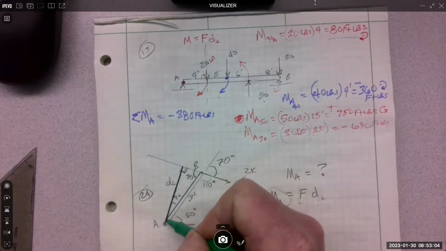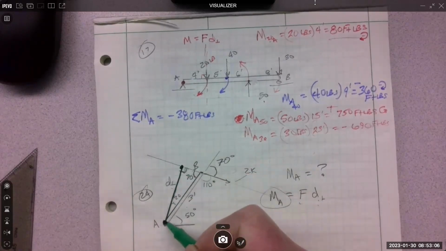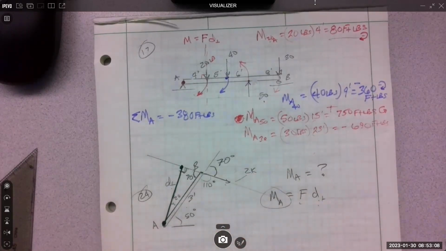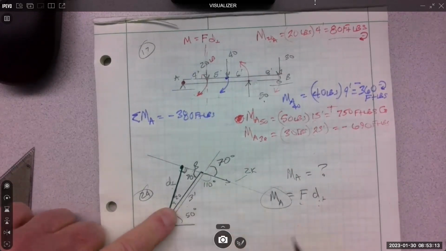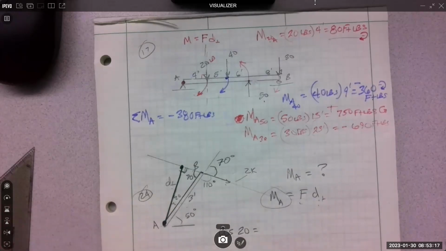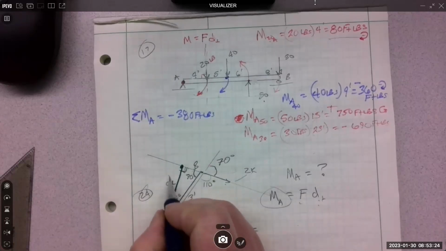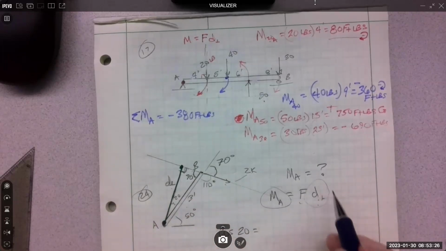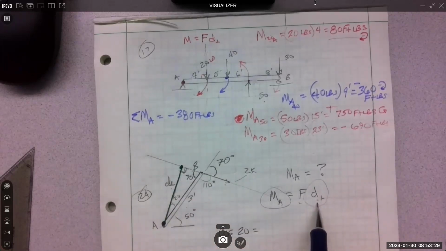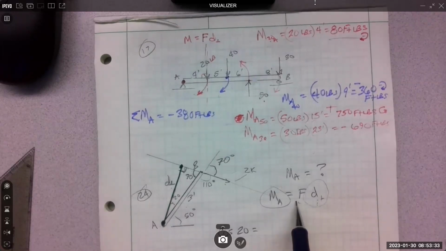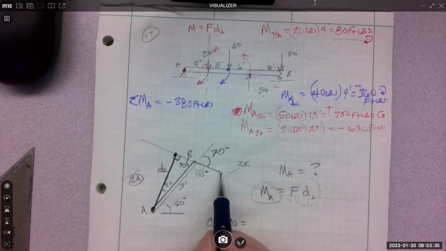I want to make it green. That's the important distance. Sure, thanks. We can use cosine 20. That distance. This is telling me I have to know the perpendicular distance for the force. The force is the 2K, Ben.